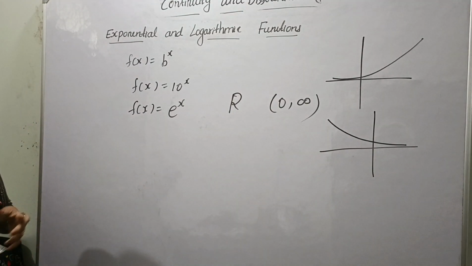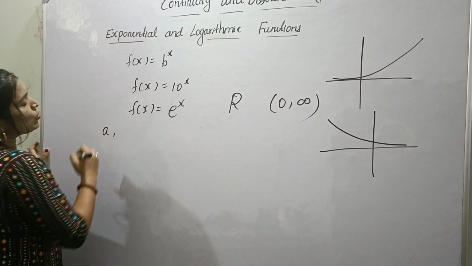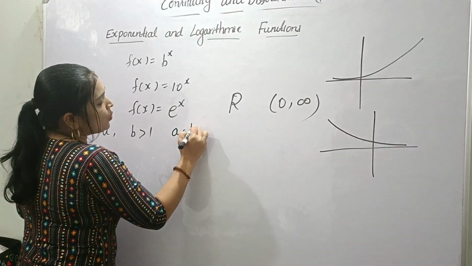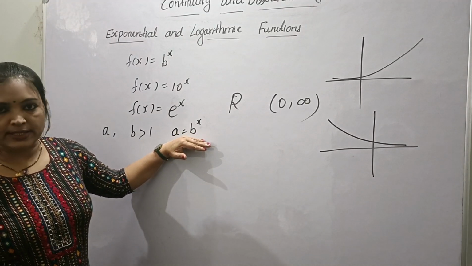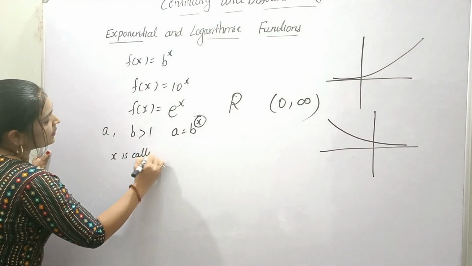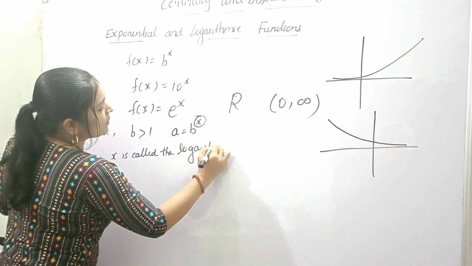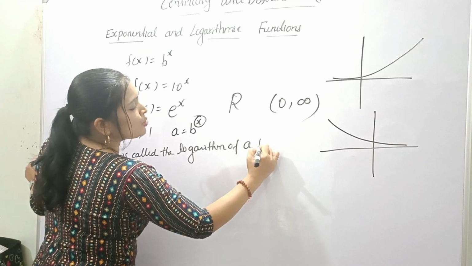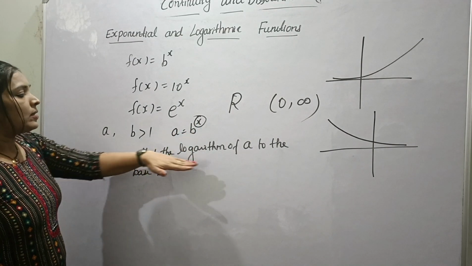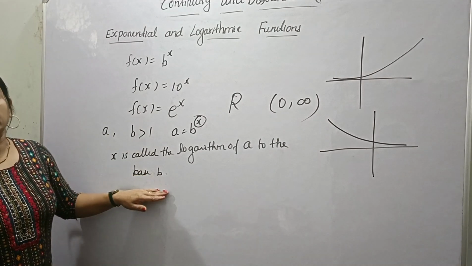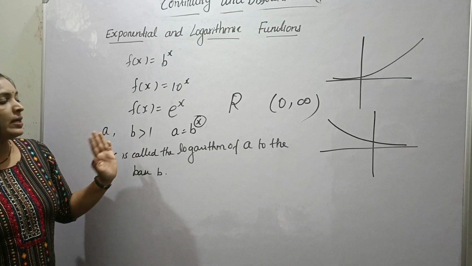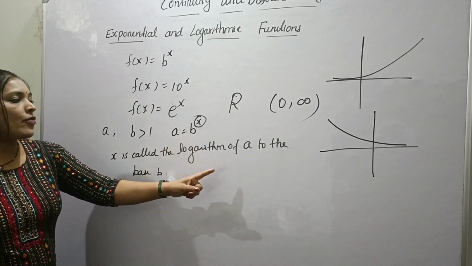Then next is logarithm. If a is a positive number and b is greater than 1, and a is equal to b raised to x, then this x is called the logarithm of a to the base b.